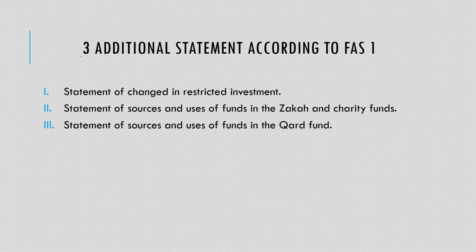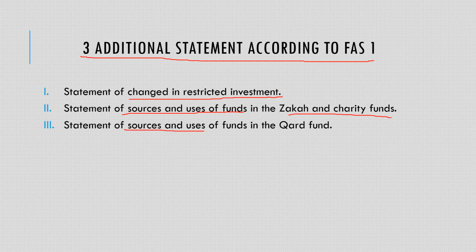And there are also 3 additional statements according to Financial Accounting Standard 1. First is changes in restricted investment, which we have learned earlier. Then the statement of sources and uses of funds in zakat and charity funds, and the sources and uses of funds in qard fund. So all of these have been added to FAS 1, the Financial Accounting Standard 1.